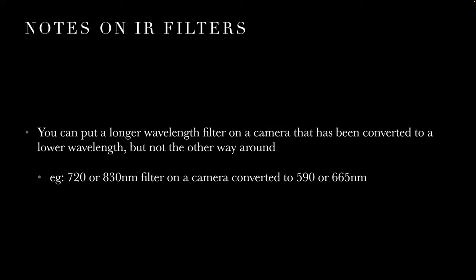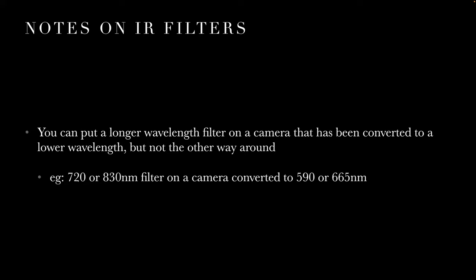You can add a lens filter on top of a sensor filter. So let's say you have your camera converted to a particular wavelength. You can put a filter on the lens to use it at a higher wavelength, but you can't put a lower wavelength filter on a high cutoff sensor.